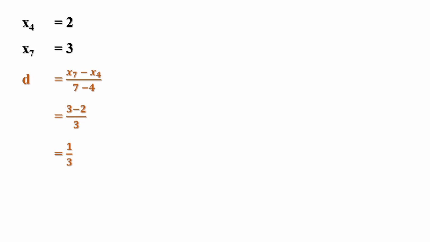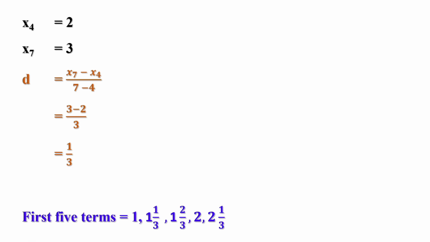So the first term is 1. Now add the common difference. Second term is 1, 1 by 3. Again add the common difference. Third term is 1, 2 by 3. Again add 1 by 3. Fourth term is 2. Again add 1 by 3. Fifth term is 2, 1 by 3.